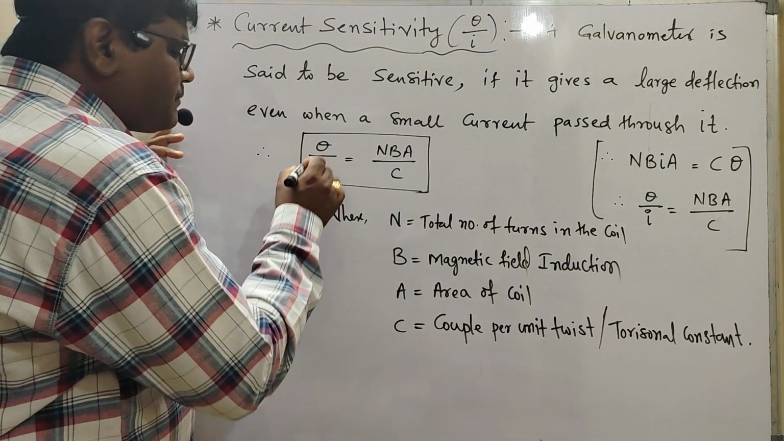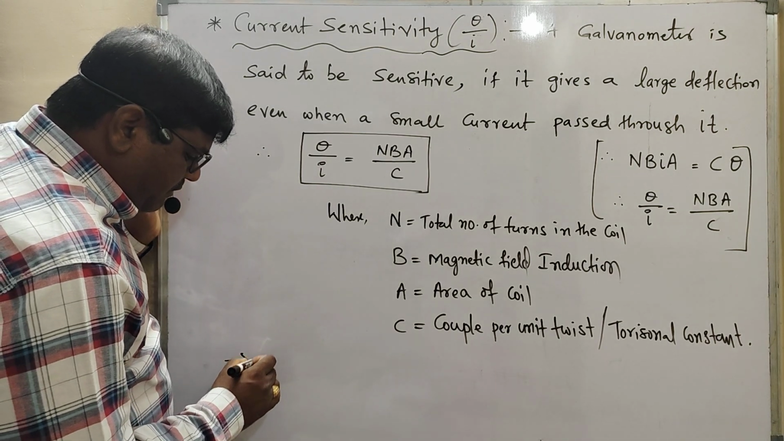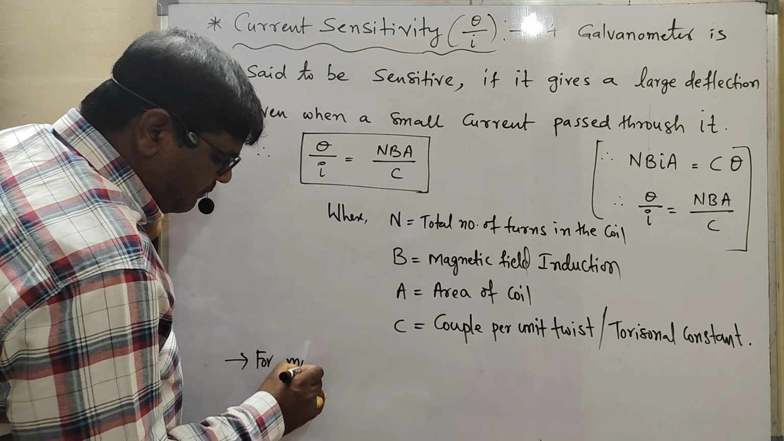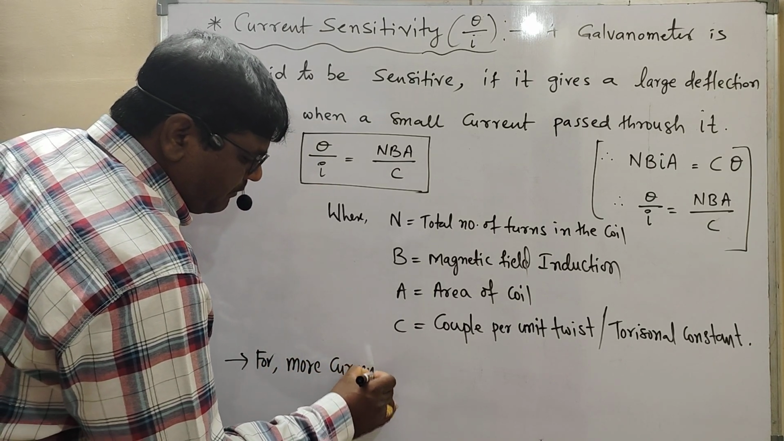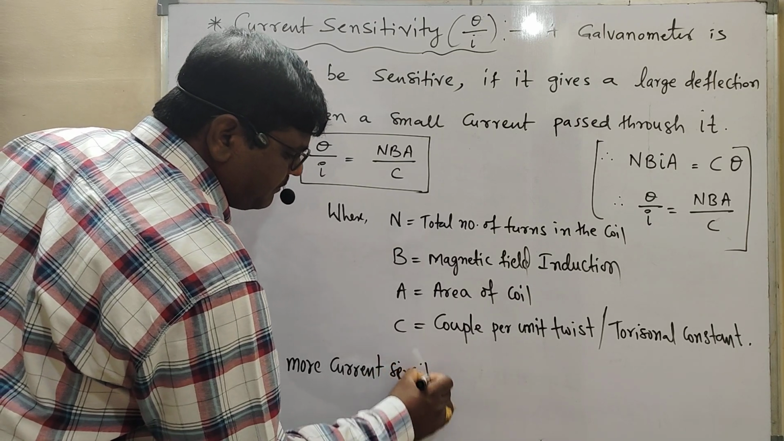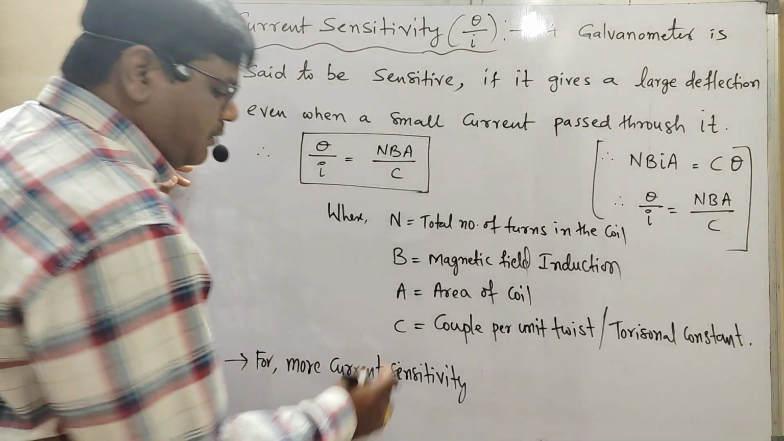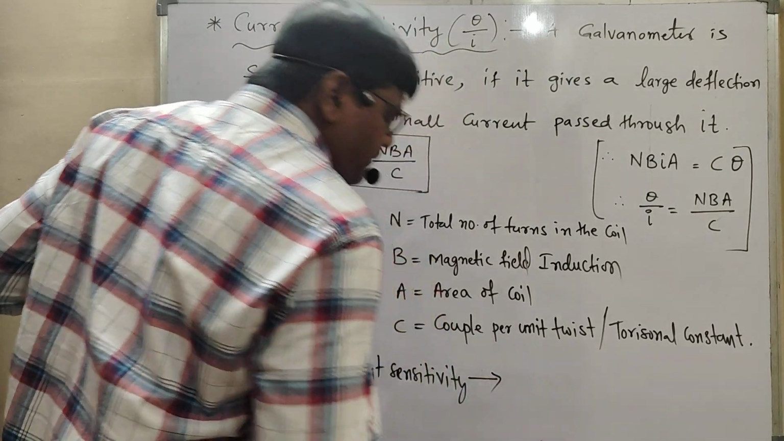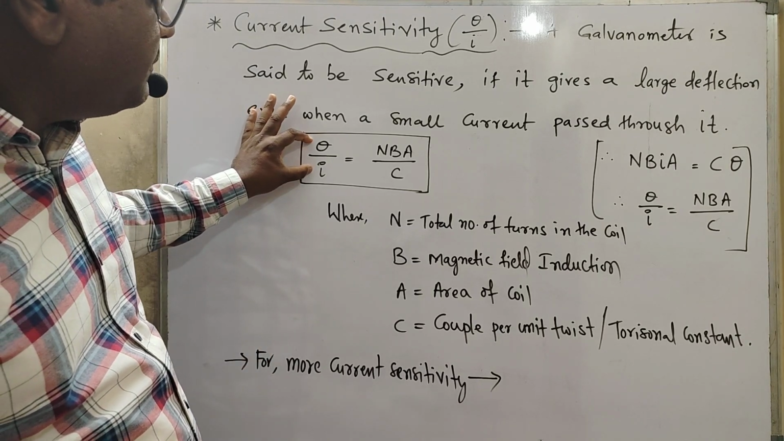If you see, for more sensitivity, what is the condition I am writing here? For more current sensitivity, what should we do here to increase the quantity of this one?